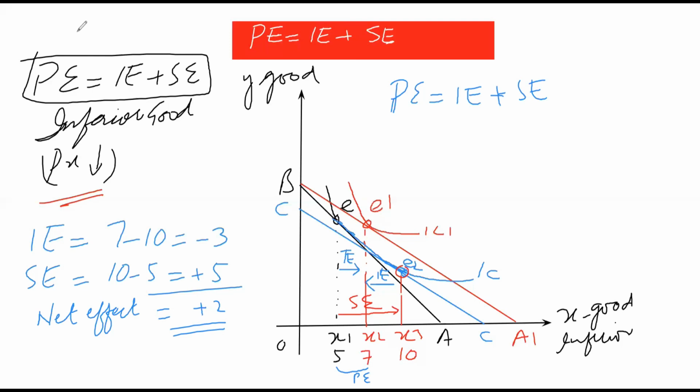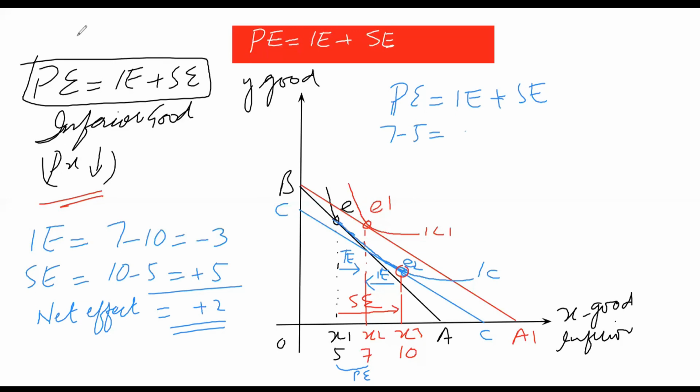Okay, in case of inferior good, you must keep in mind that income effect is negative and substitution effect is positive. Now we have to prove that price effect is equal to income effect plus substitution effect. We have the values. Price effect is 7 minus 5, and income effect is minus 3 and substitution effect is plus 5. So 7 minus 5 is equal to plus 2 and minus 3 plus 5 is equal to plus 2. So again, we prove that price effect is equal to income effect plus substitution effect.